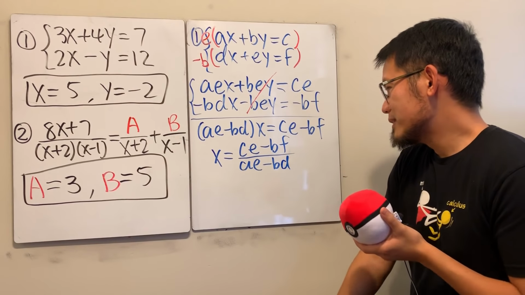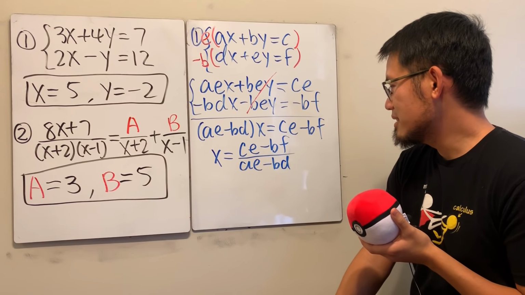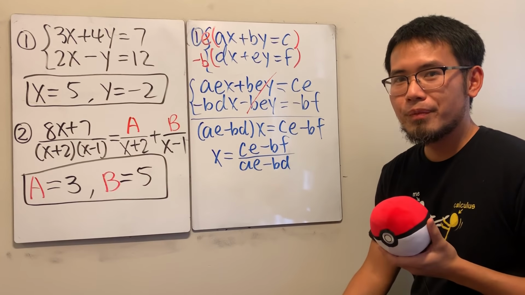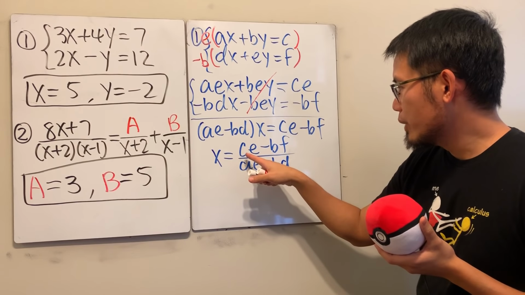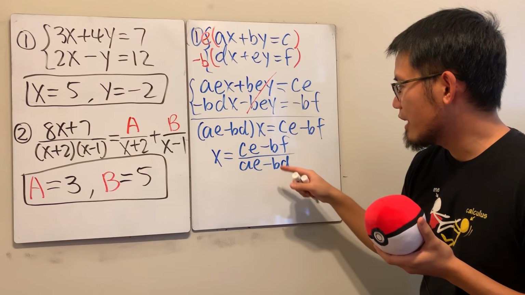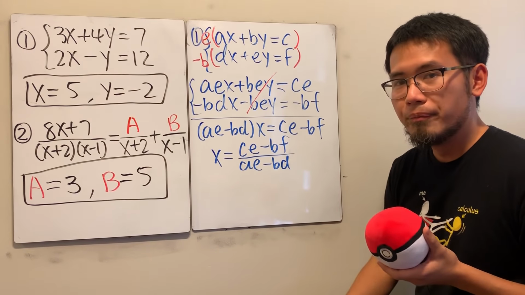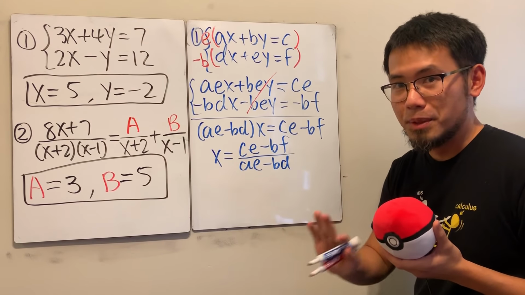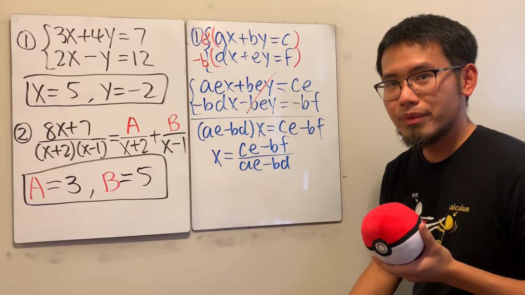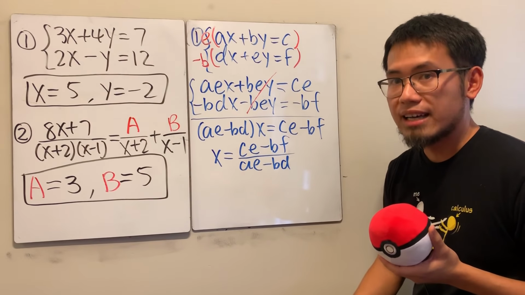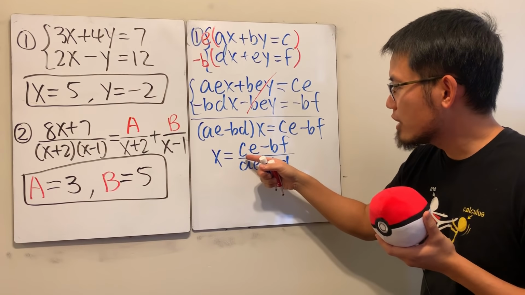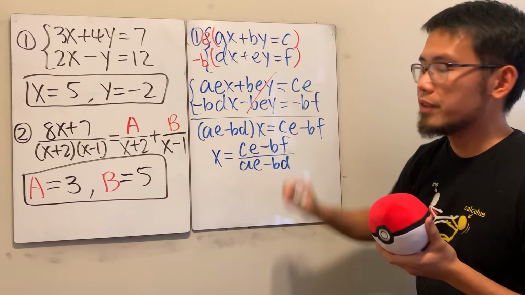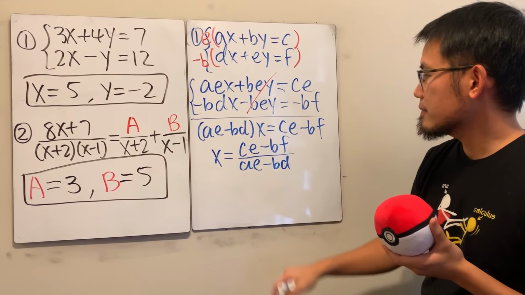All right, and you might be thinking, man, this is really crazy. Who is going to remember this little formula? Well, yes, I will agree that if you just look at ce minus bf divided by ae minus bd and try to memorize it as it is, it's going to be bizarre. I will totally agree with you. But this right here is actually not so bad if you look at the positions of the numbers from the original system of equations. Have a look.